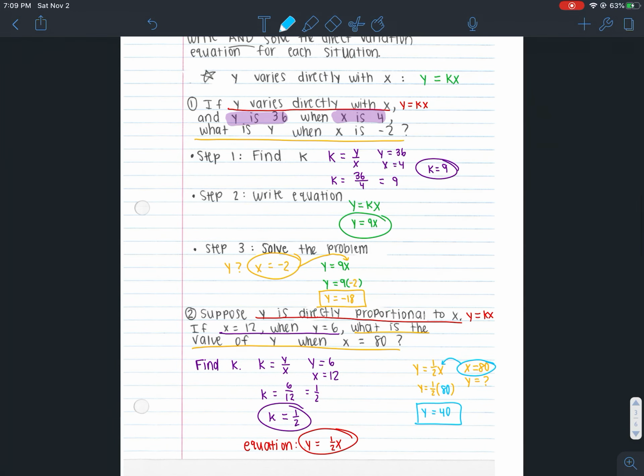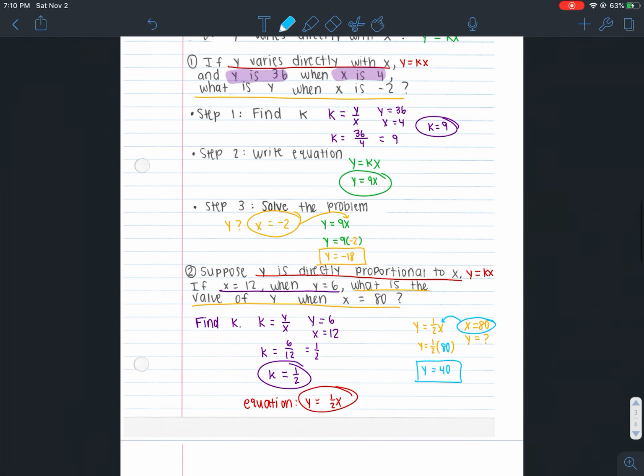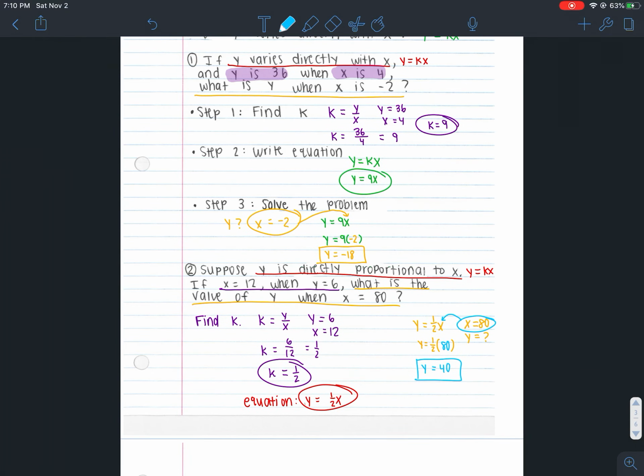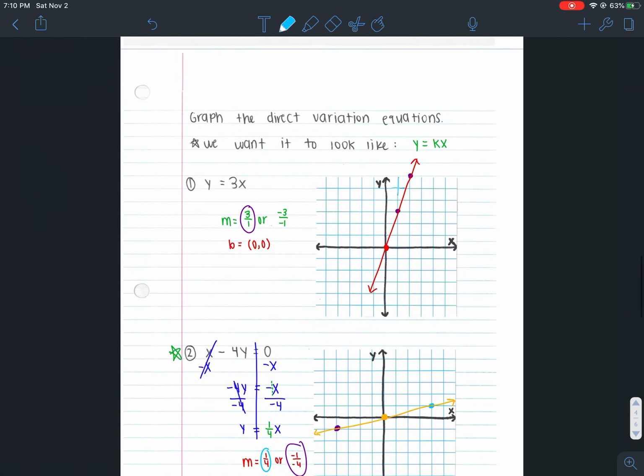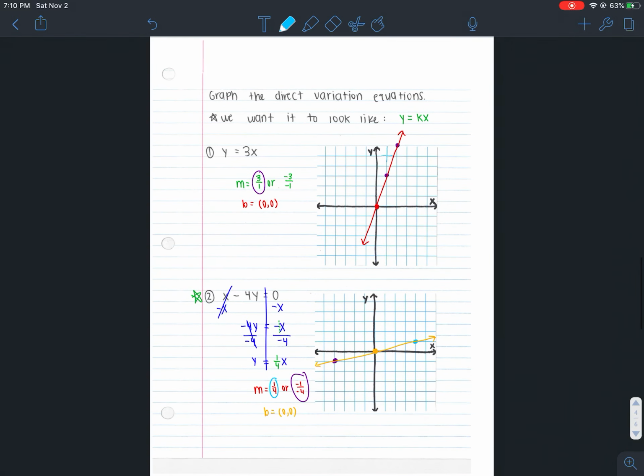All right. With these types of word problems, these are the ones that you're most likely going to see on the STAR test. So you just have to remember, hey, I need to find my k. But first, you have to be like, okay, I know this is direct variation because it says varies directly or directly proportional, something like that to give you a key. First step, find k. Second step, you're going to write the equation. And then the third step, you always solve the problem, okay?